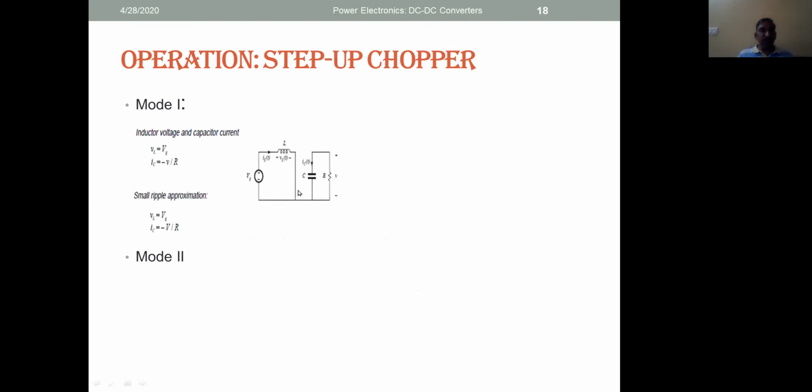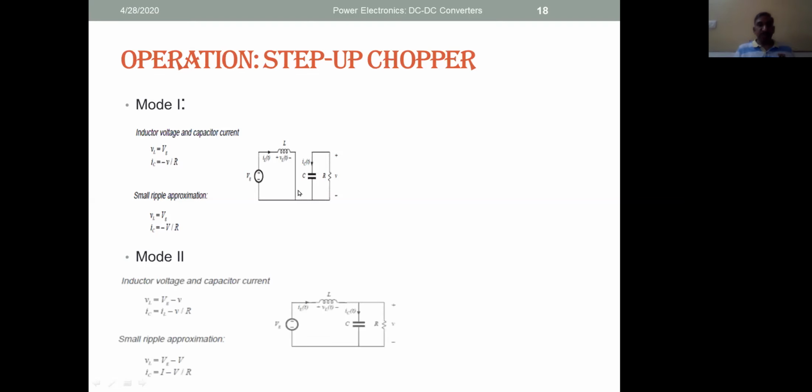So ripple approximation: VL is equal to VG and IC is minus V by R, because it is a decaying current now, because the source is not connected. What is connected is only the capacitor to the load. In mode 2, when the source is connected to the load, VL is equal to VG minus V, where VG is the generator voltage, and IC is IL minus V by R. So if I approximate for small ripples, VL is equal to VG minus V and IC is equal to I minus V by R.